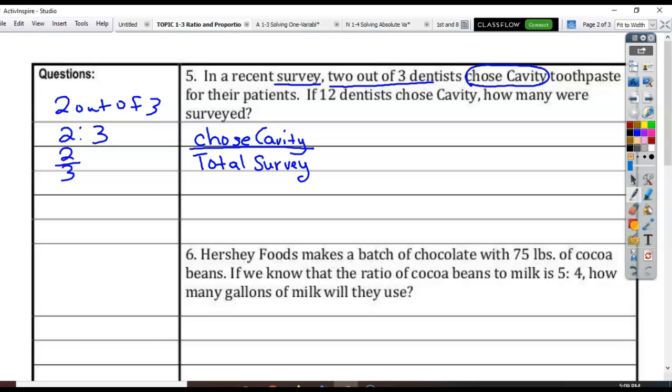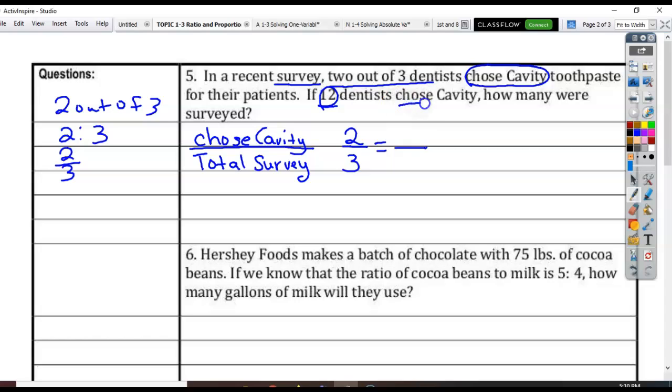Okay, so then I'm going to come over here and my 2 out of 3 goes right there. Now, in these type of word problems, you're always going to find another number. And here's one right here. If I keep reading, it says, if 12 dentists chose cavity, how many were surveyed? Okay, so you need to know, where do I put that 12? Am I going to put it on the top as a numerator or the denominator?